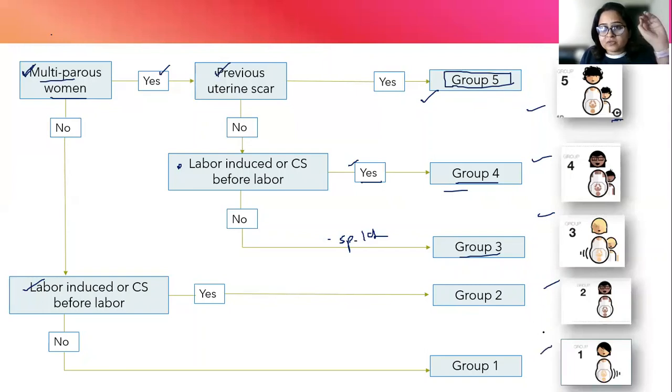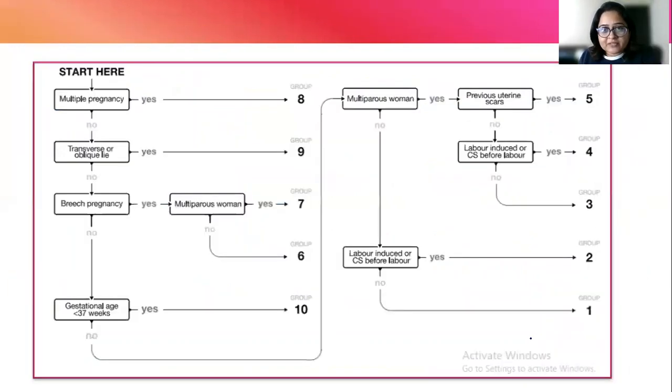Okay, so let's revise. First thing we see is multiple pregnancy. Is she a multiple pregnancy? That means twins, triplets, quadruplets. Is she? So she falls straight away into, okay, let me just put this here. This is what the WHO has given, and this is how I reproduced it. But this chart is very important.